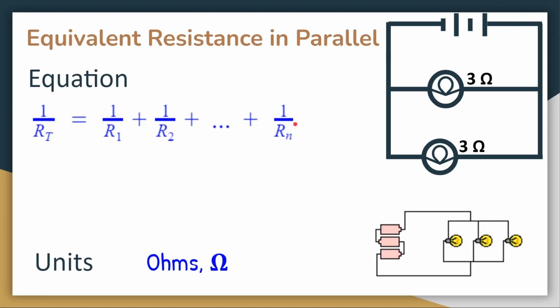So in this particular problem, it looks like this. 1 over my equivalent resistance equals 1 over 3 plus 1 over 3. Guys, what's 1/3 plus 1/3? 2/3. Good. 2/3.